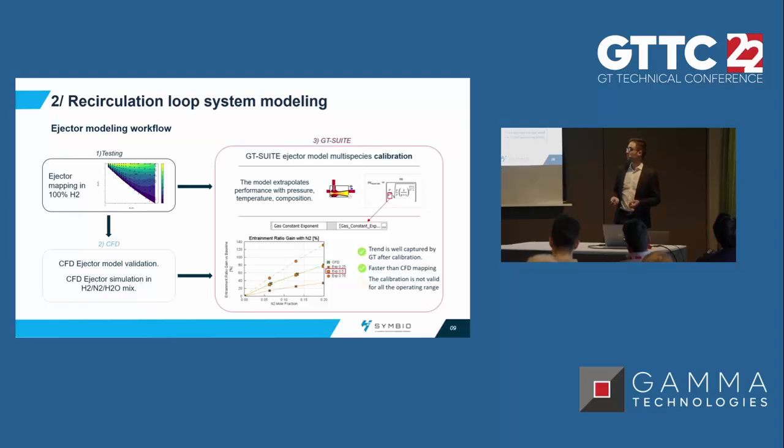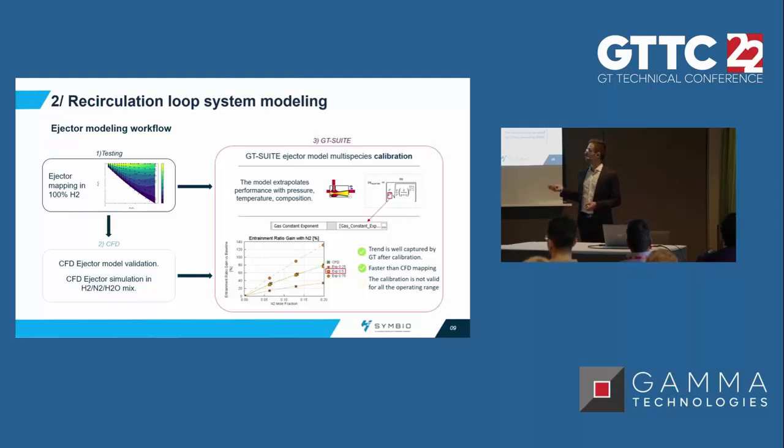The second critical component in our system is the ejector. We also use the provided template in GT, so it requires first a performance map, so how much flow rate is recirculated versus the different pressures around the ejector. And then the model is capable of extrapolating this performance towards different pressures, different temperatures, and different gas composition.